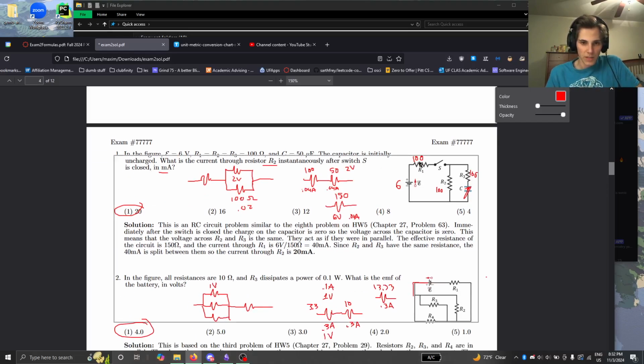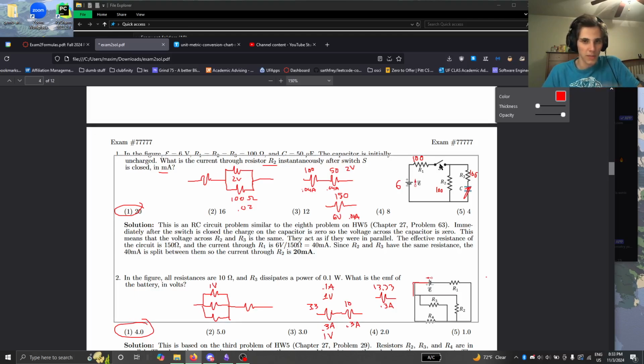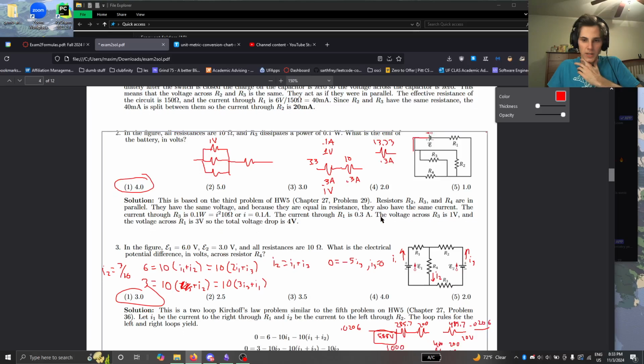Here, this is saying current after a switch is closed immediately. The capacitor reduces the amount of amps that come through it over time, but initially, when it's closed, there's full current going through it. So you can effectively just treat it as there's no capacitor there, and it's just this resistor diagram. You solve it. This classic resistor diagram has three different paths, so they're all in parallel. Just solve it, you're done.